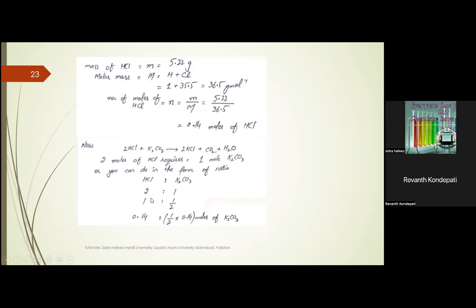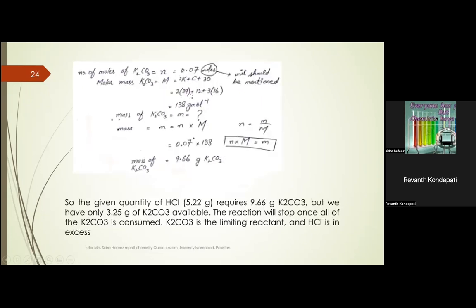Then 1 mole of HCl will require only 1 by 2, meaning 0.5 moles of potassium carbonate. Then 0.14 moles of HCl will require 1 divided by 2 multiplied by 0.14 moles of potassium carbonate, and we will get the answer as 0.07 moles. A unit should be mentioned when writing your statement, which shows that this is the number of moles. So the number of moles of potassium carbonate is 0.07.